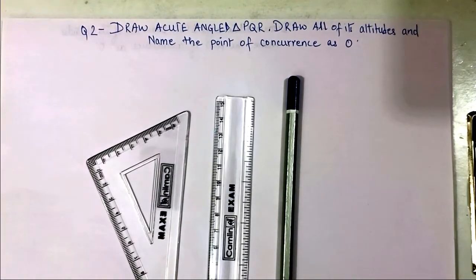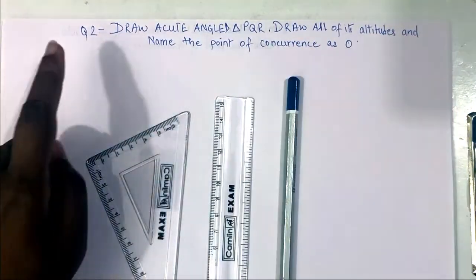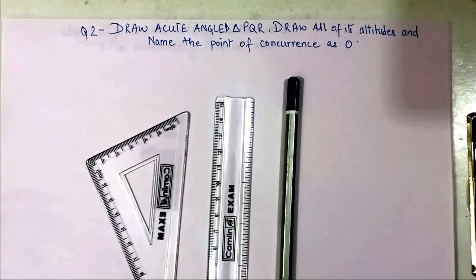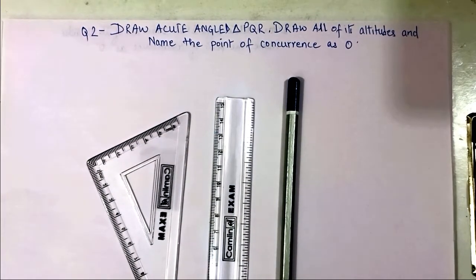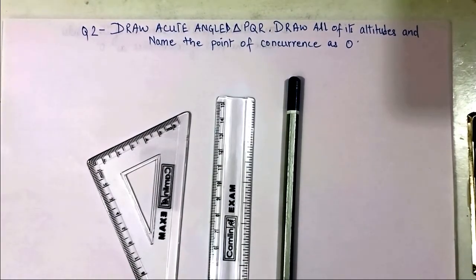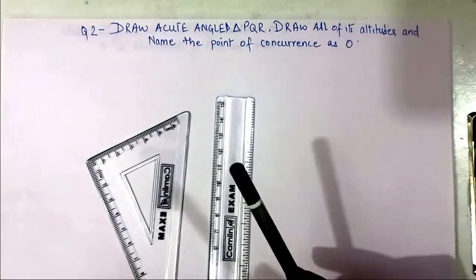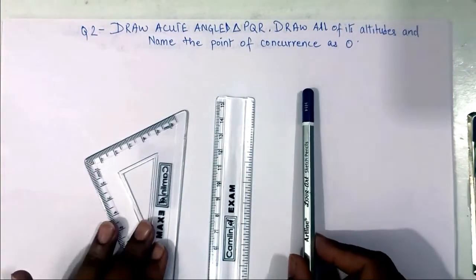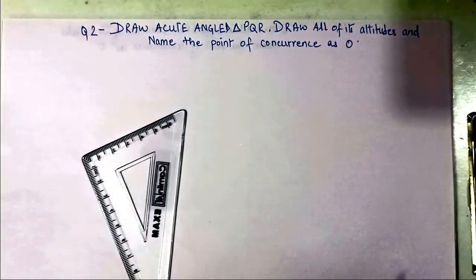Now we are going to draw an acute angle triangle PQR. It is question number 2 from your practice set 4.1. We have to draw all its altitudes and name the point of concurrence as O. We are going to use the set square, a scale and a pencil.